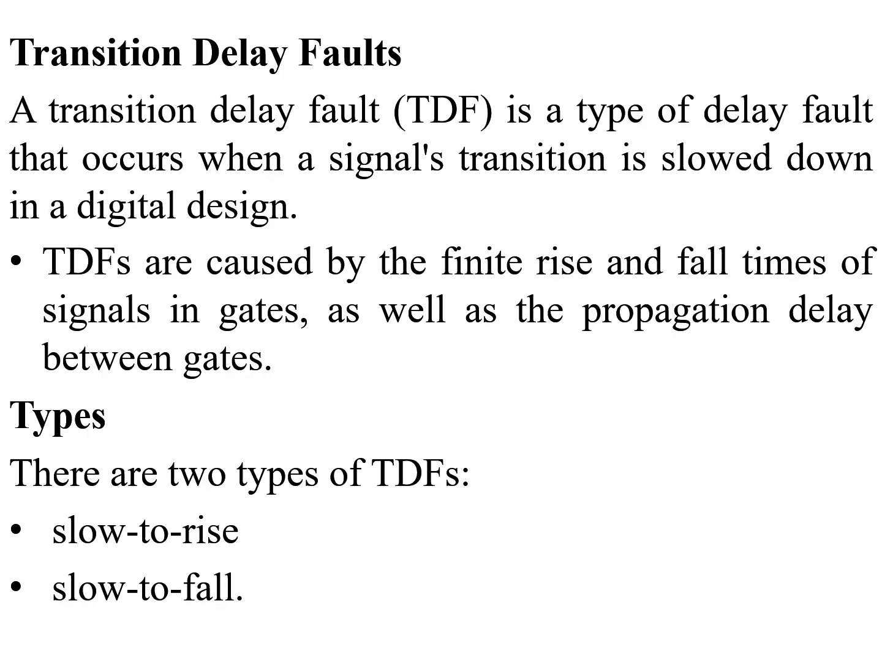Transition delay faults. A transition delay fault is a type of delay fault that occurs when a signal's transition is slowed down in a digital design. So these are caused by the finite rise and fall times of the signals in the gate as well as the propagation delay between the gates present in the circuit. So there are two types of transition delay faults, which are slow to rise as well as slow to fall.